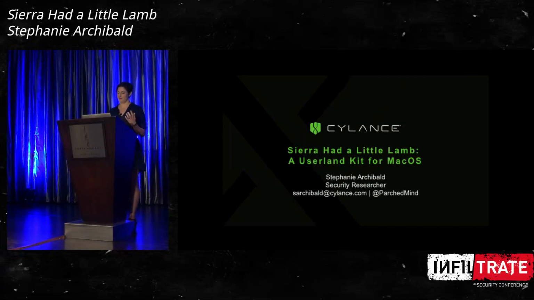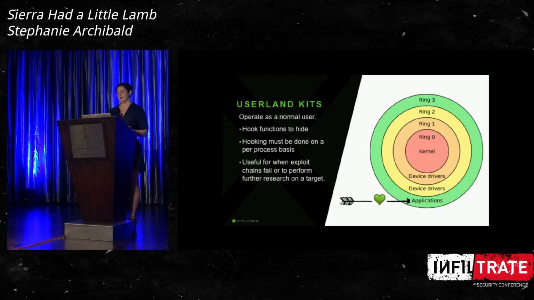I'm a security researcher for Cylance, and I want to talk to you about some code I put together for OS X. So basically, a userland kit is like a rootkit, except that it operates as a normal user. So you still hook functions to hide. The only real difference is that hooking has to be done on a per process basis.